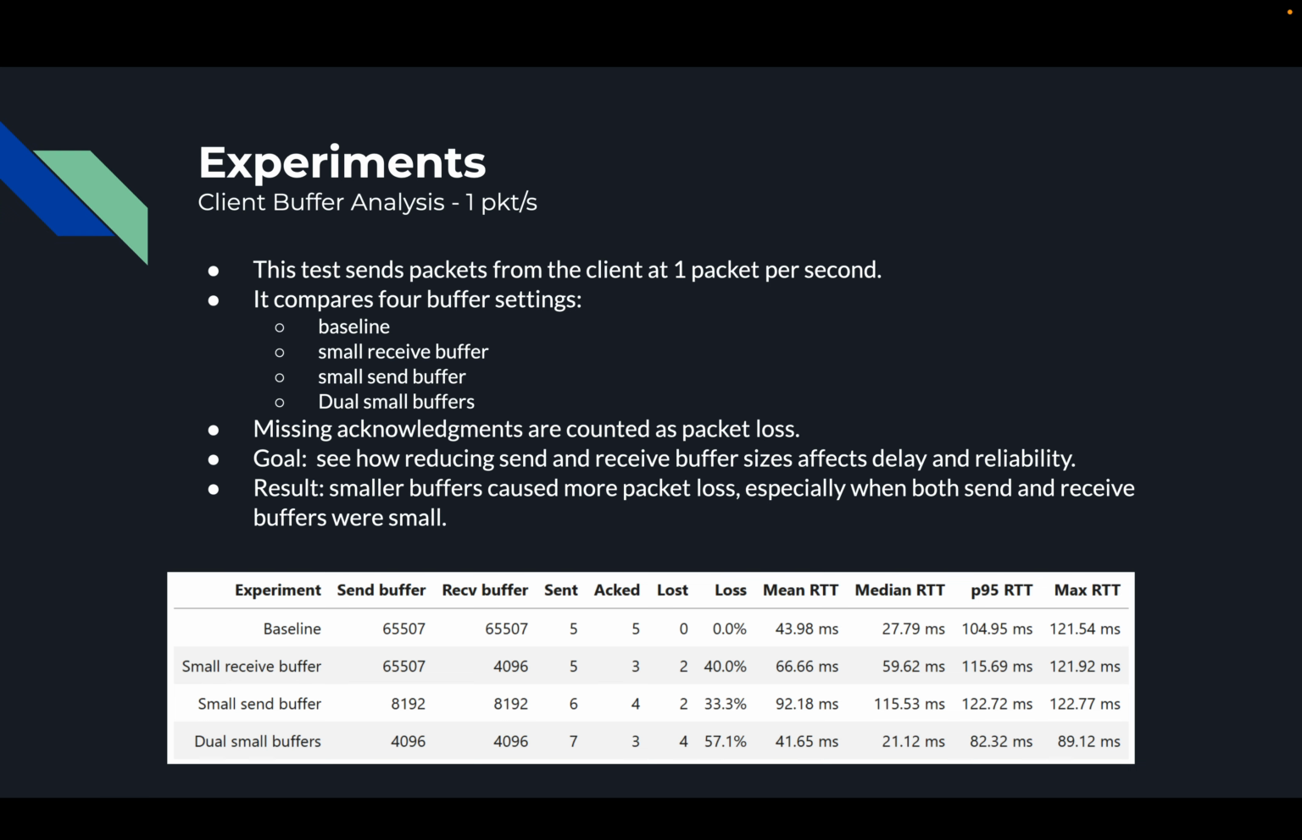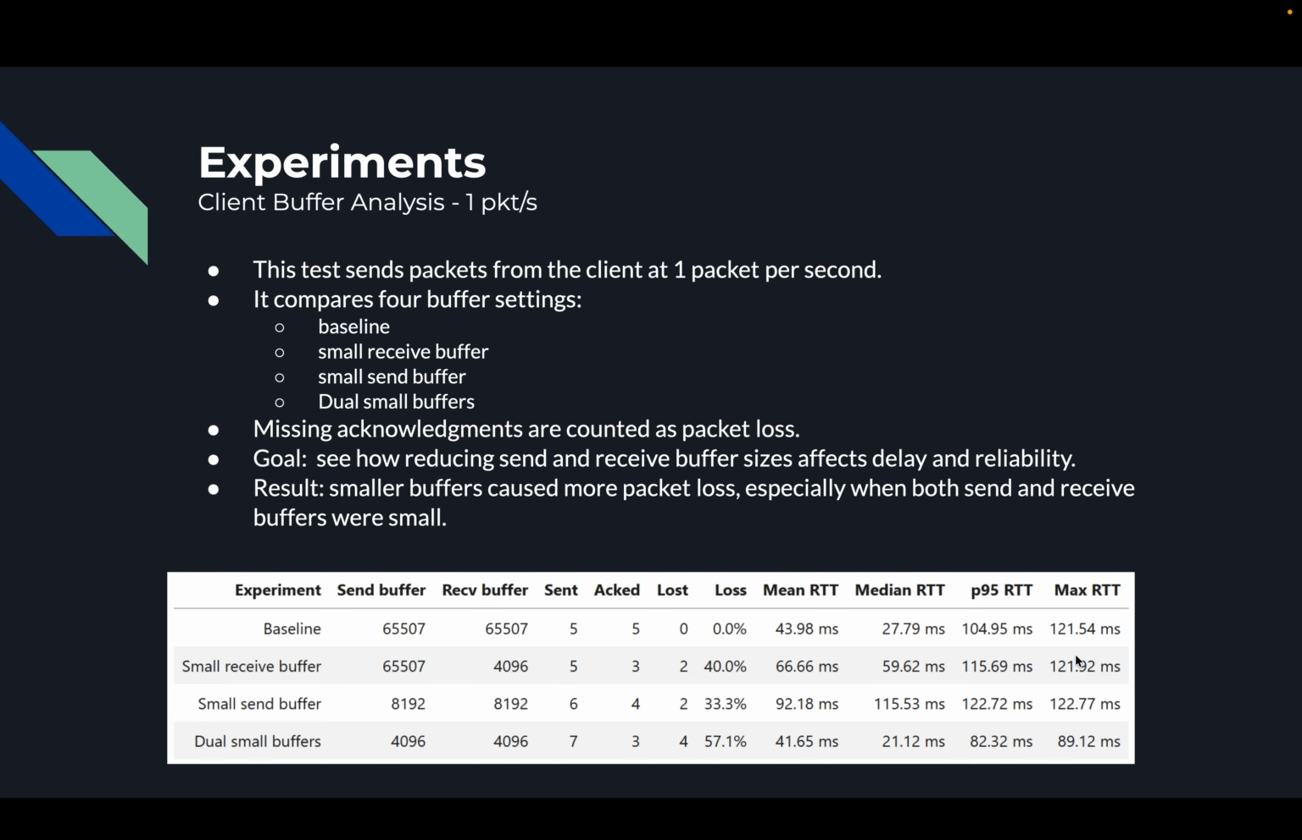We counted missing acknowledgements as packet loss, and our goal here was to see how reducing send and receive buffer sizes can affect delay and reliability. The results we observed were that smaller buffers cause more packet loss, especially when both send and receive buffers were small. And this table summarizes the client-side round-trip results for the 1 packet per second experiments.